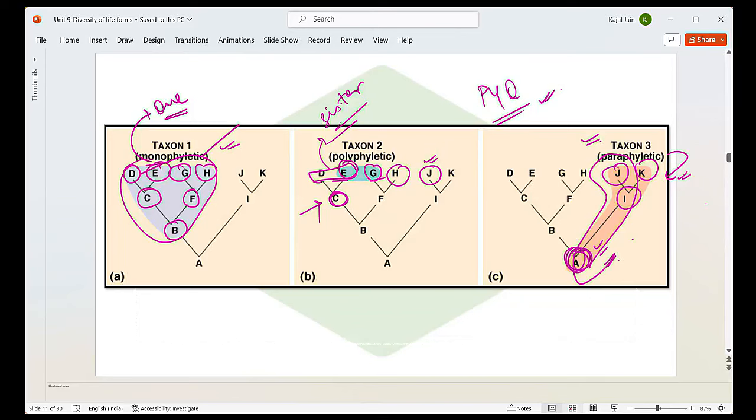Monophyletic is when I have taken the common ancestor and all the groups, I have taken their final taxons also. That is what a monophyletic group is. Just understand the images, you will not find a problem. It's very easy.